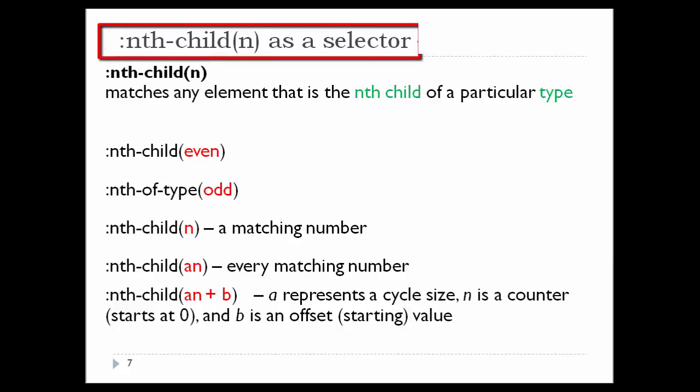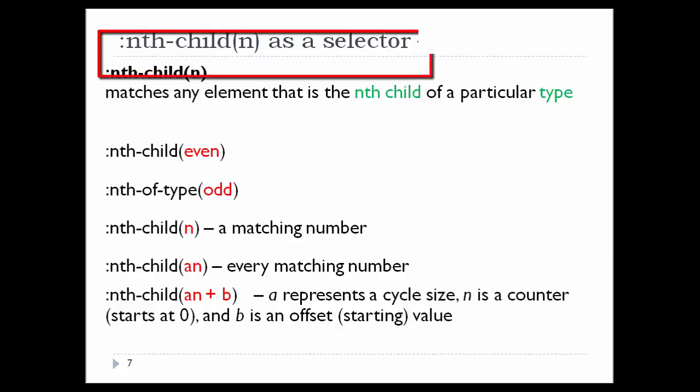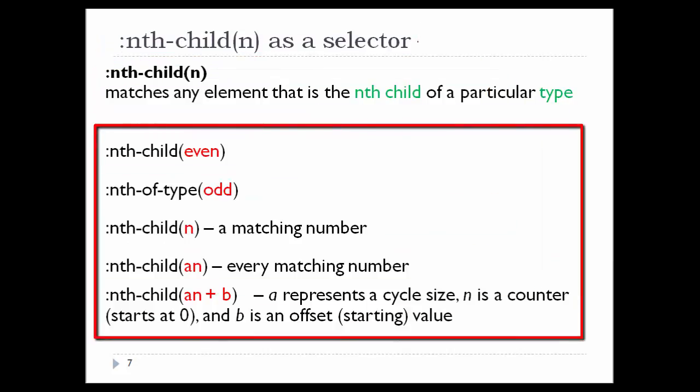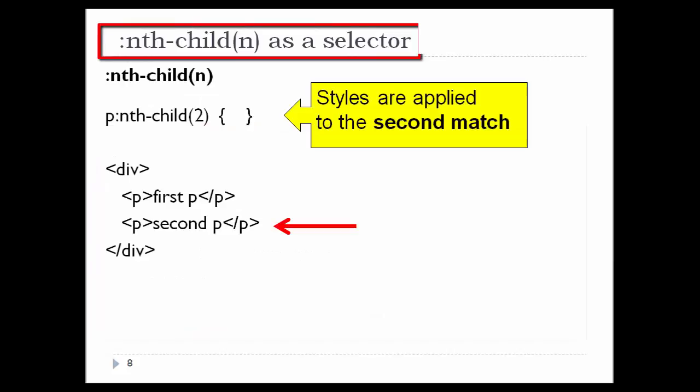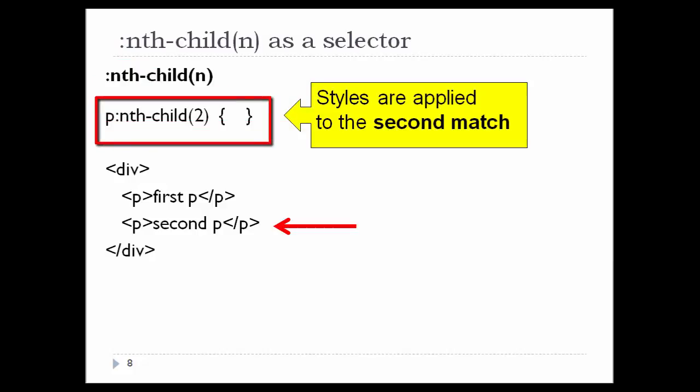We also have the nth child as a selector, and this is very nice and very powerful. There are a lot of different variations on the nth child, and we will take a look at each one of them. If we pass a number, nth child n, we can access that specific child. And if you look at the syntax, it is actually reading the p that is the nth child two, meaning the p that is the second child.